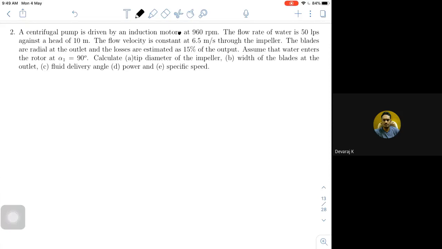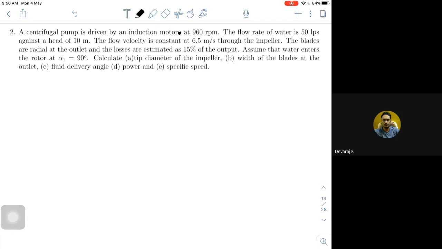See, the blades are radial at the outlet. This is the condition at which my beta 2 is equal to 90 degrees. And see here, the flow is also entering radially and exiting radially. Most centrifugal pumps, the flow will enter radially. Assume the water enters the rotor at alpha 1 equal to 90 degrees, that is no whirl velocity. So both the triangles at the inlet and the exit are simple right angle triangles.